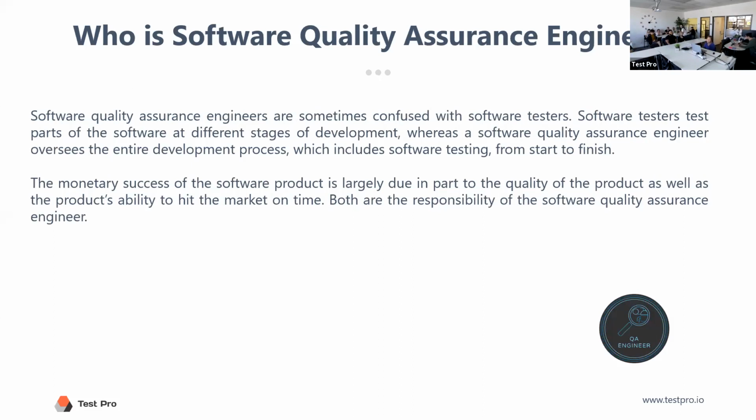Software quality assurance engineers are sometimes confused with software testers. Software testers test parts of the software at different stages of development, whereas a software quality assurance engineer oversees the entire development process, which includes software testing from start to finish. The monetary success of the software product is largely due in part to the quality of the product, as well as the product's ability to hit the market on time. Both are the responsibility of the software quality assurance engineer.